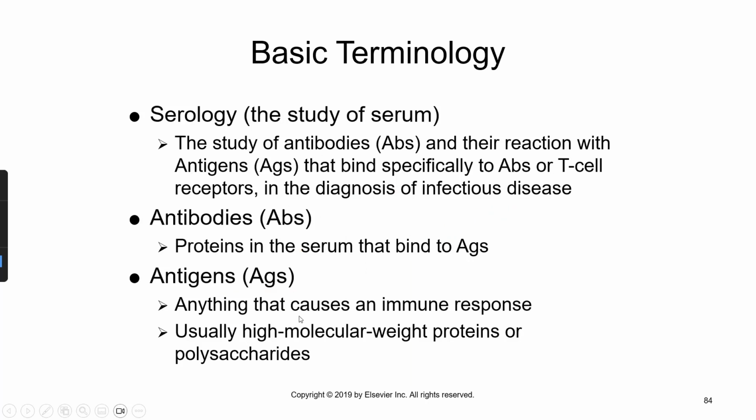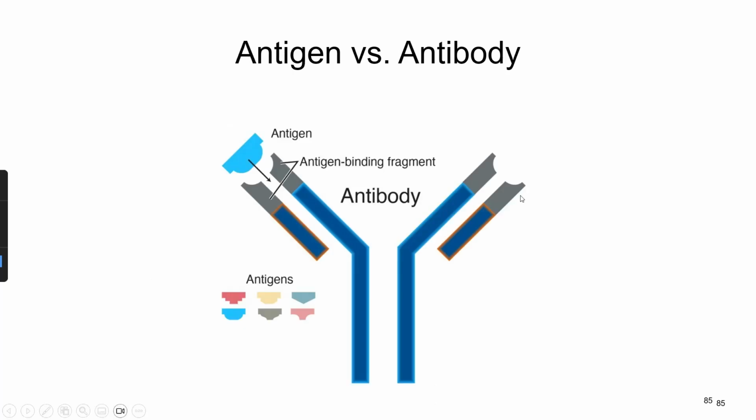Antigens are anything that causes an immune response, usually high molecular weight proteins or polysaccharides. So an antigen is this smaller substance. The antigen would bind to the antibody. The antibody binding site is extremely specific for certain types of antigens. So you can see all these different types of antigens, and the only one that fits in the binding site is this one right here.